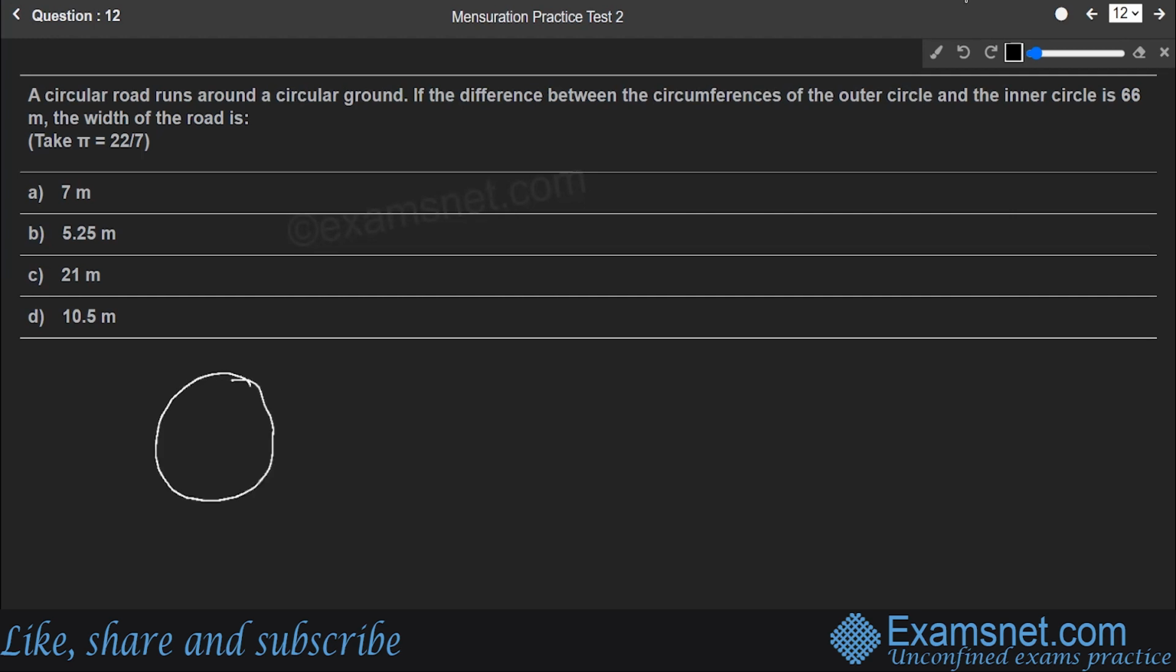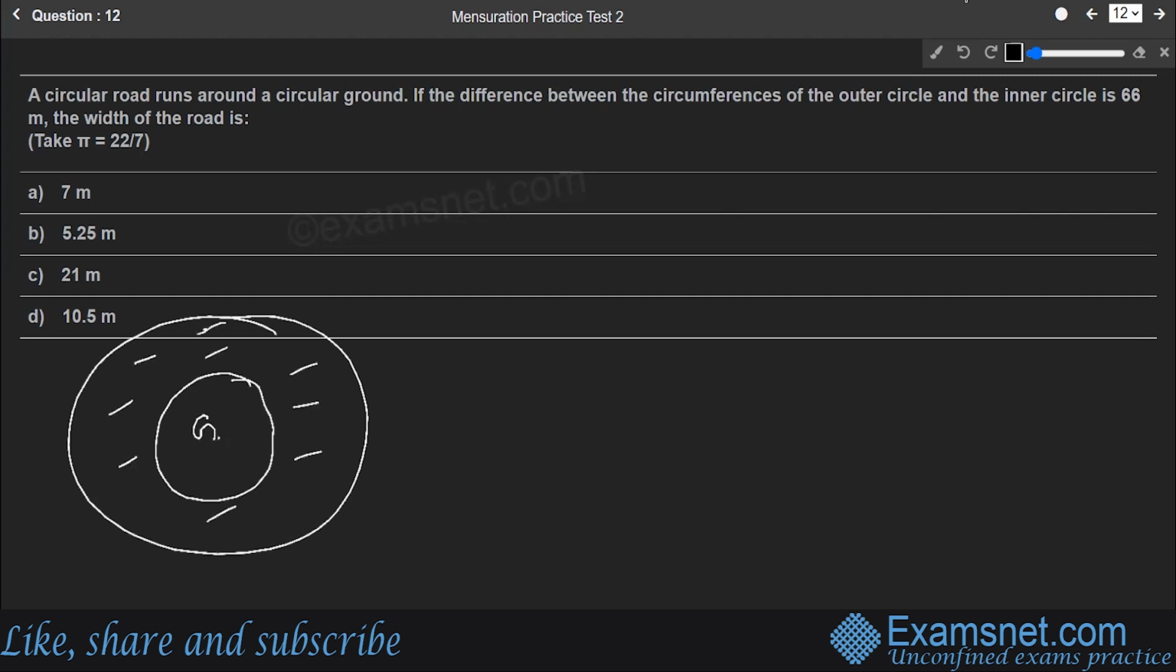So let's create the circle. These are the two circles. Circular road runs around the circular ground. So the inside one is the ground, and the outside one is that very road he's talking about. The difference between the circumference of the outer and the inner is 66. So let us write down.